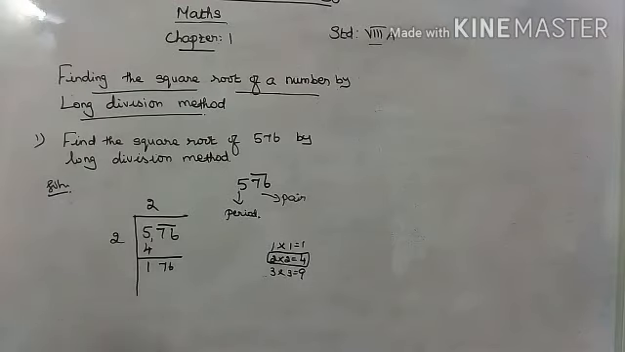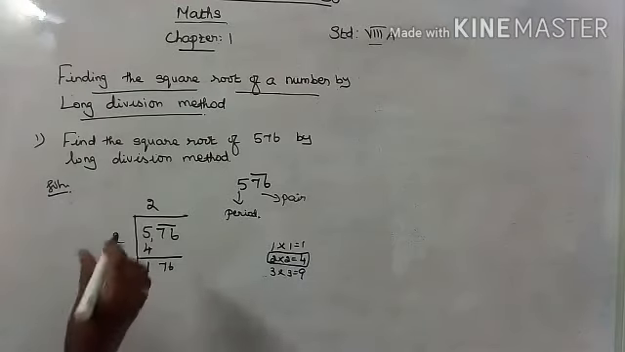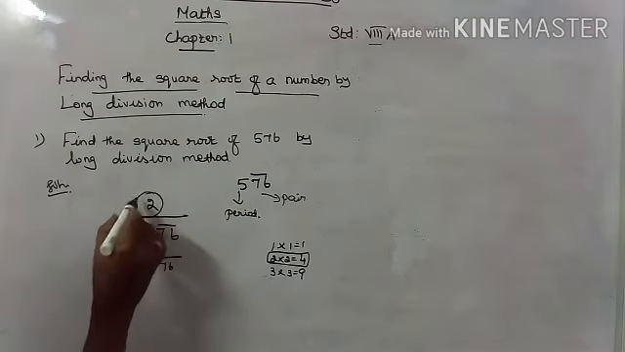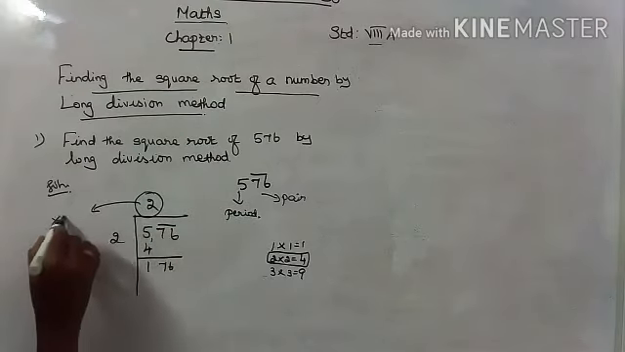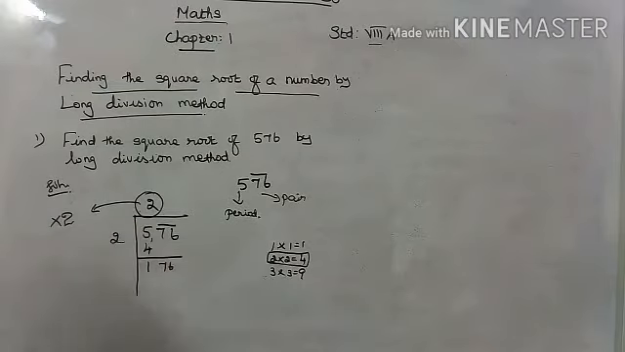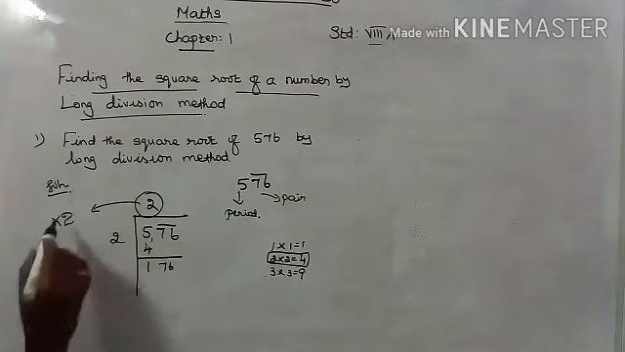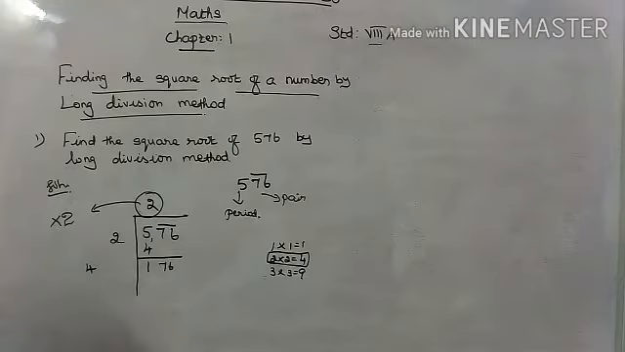Then the fourth step, to find the new divisor. You multiply the quotient by 2. Whatever the quotient is here, you should multiply it by 2. 2 2s are 4. So now the divisor is 4. Then step 5: the new divisor is followed by one digit. You should choose the digit next to 4 such that the new quotient multiplied by the new divisor will be less than or equal to 176.